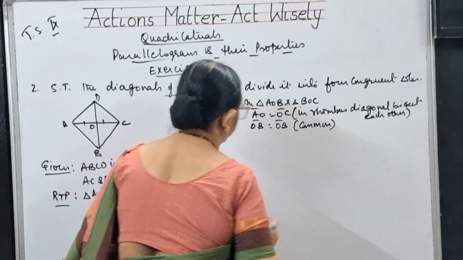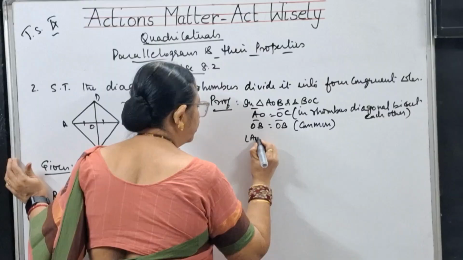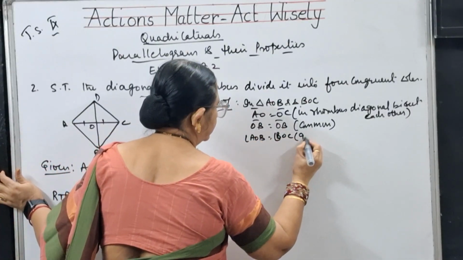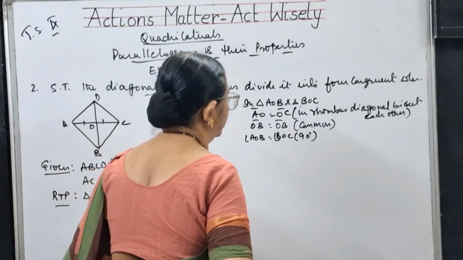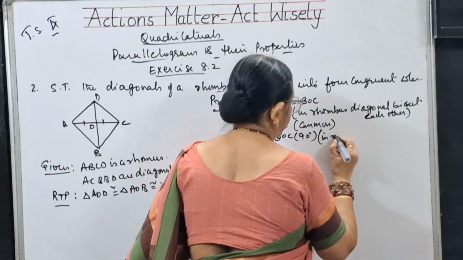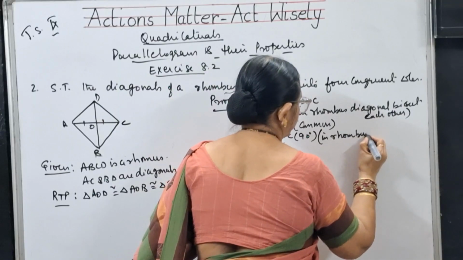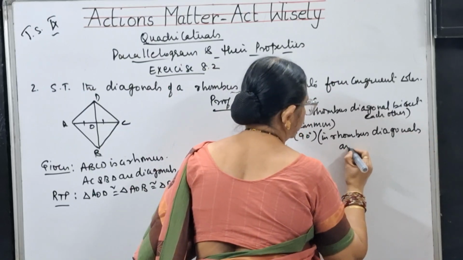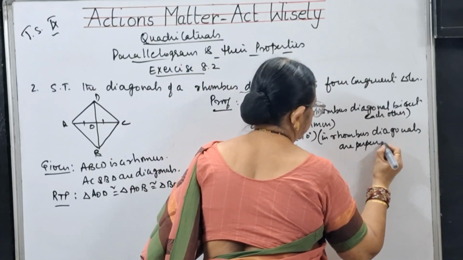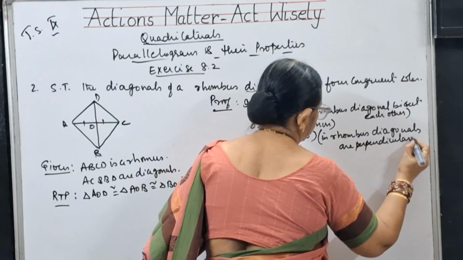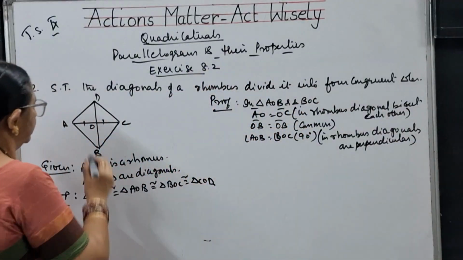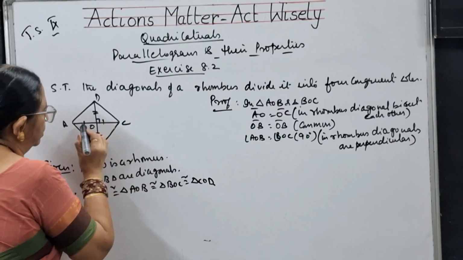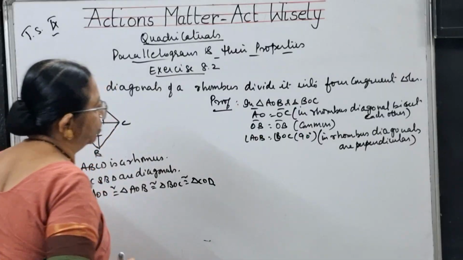It is a common side for all. And angle AOB is equal to angle BOC, 90 degrees. Here also, what is the reason? Because in a rhombus, diagonals are perpendicular. This is the property. Actually, in a rhombus, the diagonals are perpendicular bisectors. They are perpendicular to each other. They divide each other into two equal halves.